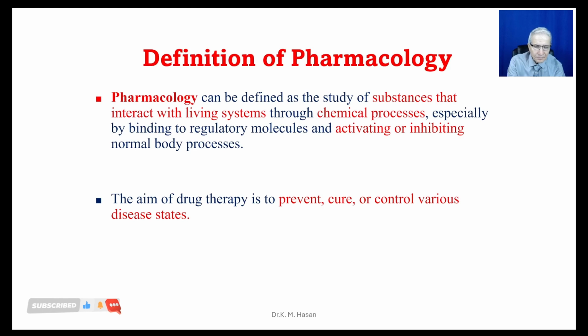Also, we can prescribe, for example, enalapril to treat or control hypertension. We don't currently have a cure for hypertension. Regarding control, we have a lot of examples. For patients with rheumatoid arthritis, we can prescribe methotrexate to control the disease. We don't have a cure for rheumatoid arthritis. I hope this explains the aim and purpose of drug therapy.